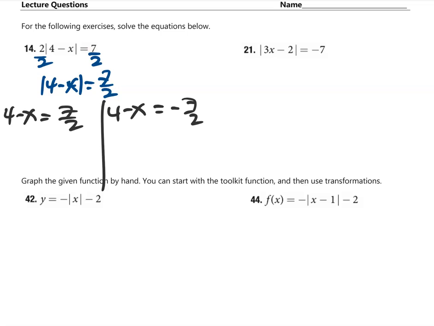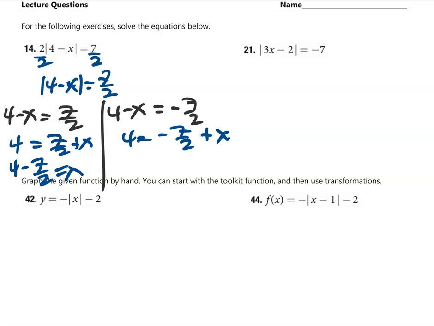So solve for x. If we add x to both sides, same thing here. Then if you subtract 7/2, here you add 7/2.